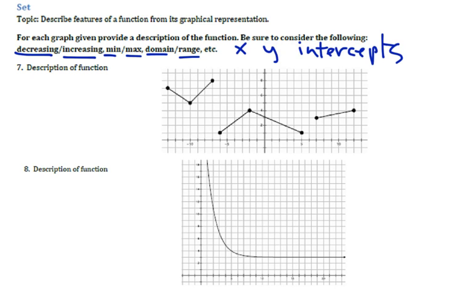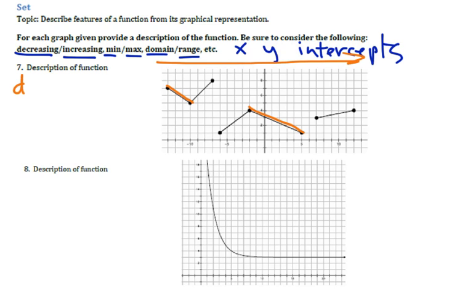And anything else you can think of that can help you talk about it. So, if we're looking at this first one, it's kind of disjointed, isn't it? It has some discrete aspects to it and some continuous aspects. So, if we're thinking about the decreasing, well, where is it decreasing? Remember, we always look left to right. So it's going down here and here.